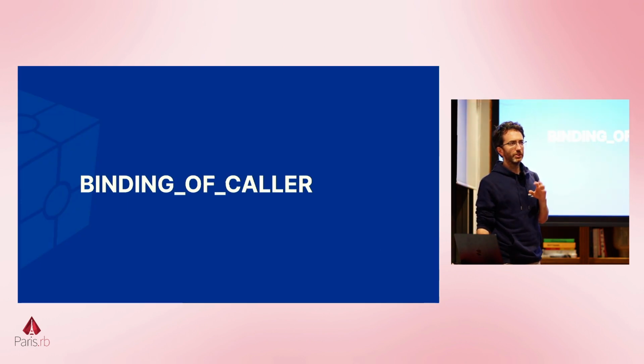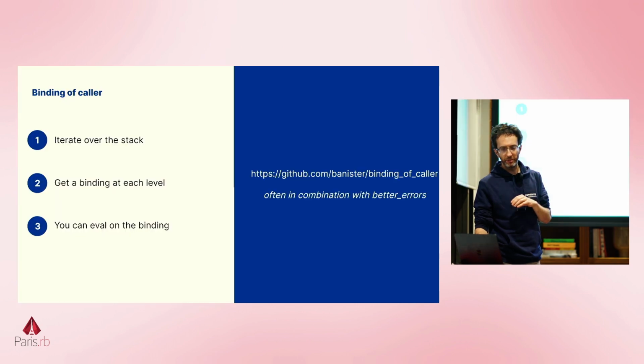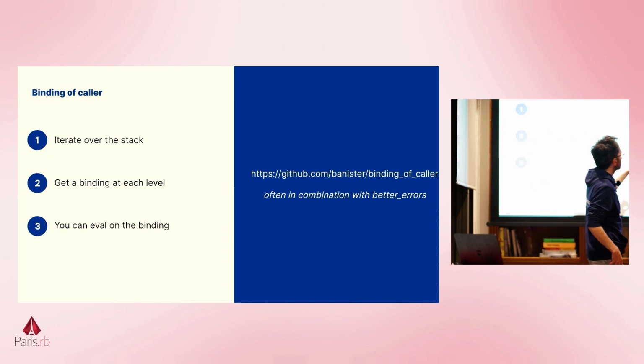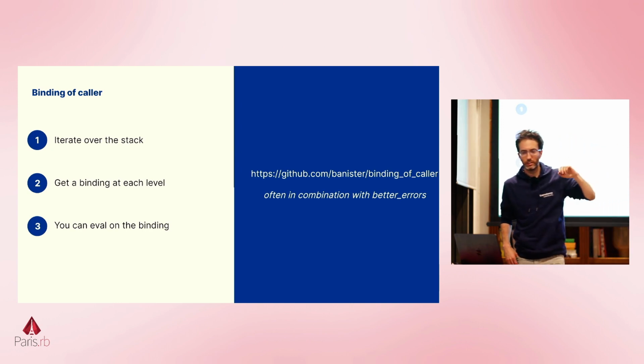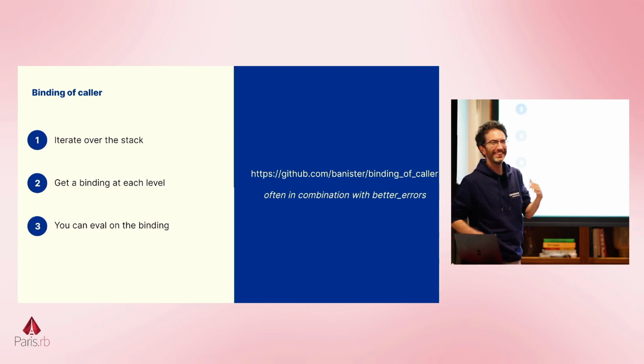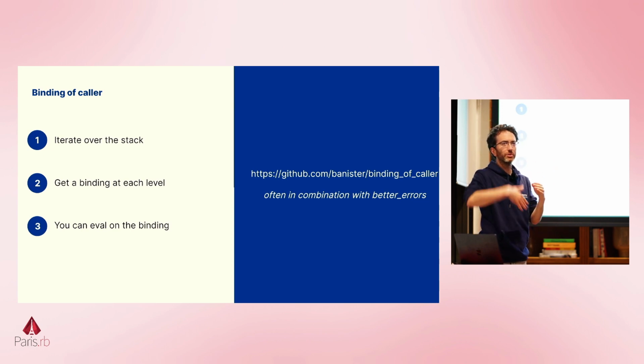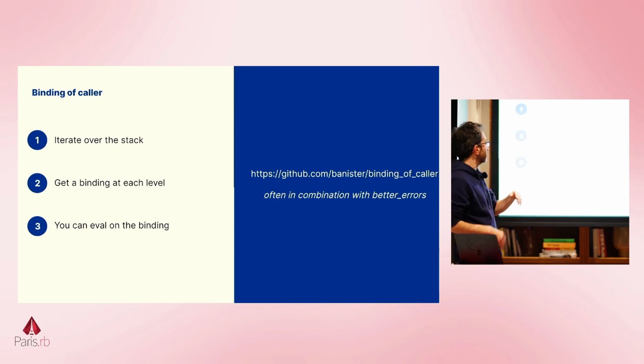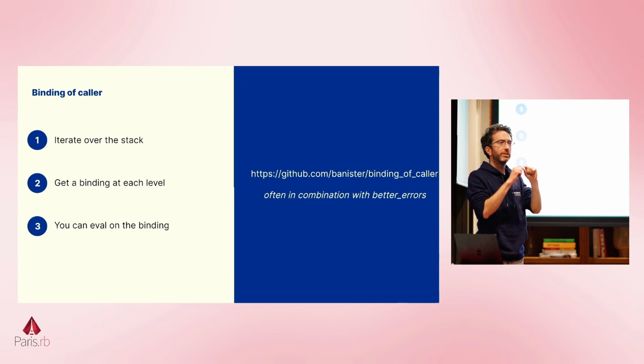To develop this gem, we needed another gem, which is binding_of_caller. You may have seen it in better_errors, which is a gem to display errors better. And in the documentation, they tell you to add also binding_of_caller to have the stack. Because binding_of_caller is a gem which allows you to iterate over the stack, get a binding at each level, and on this binding, you can call eval and call some Ruby code on any frame of your stack.